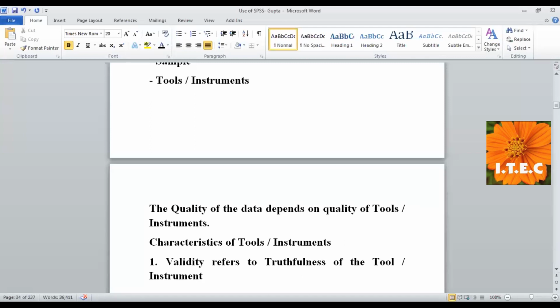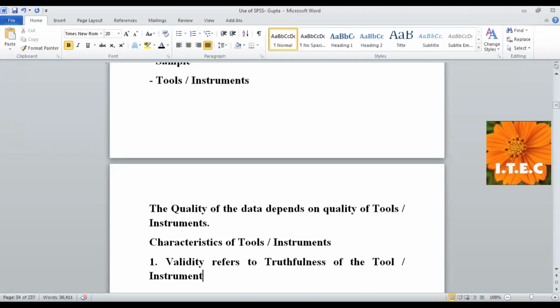It will not give you the information about the vocabulary, because the tool is not meant for vocabulary. But if you have a vocabulary test, then it will not give you the information about the comprehension. So each tool will have a name, and this name will indicate for what purpose that particular tool was developed.